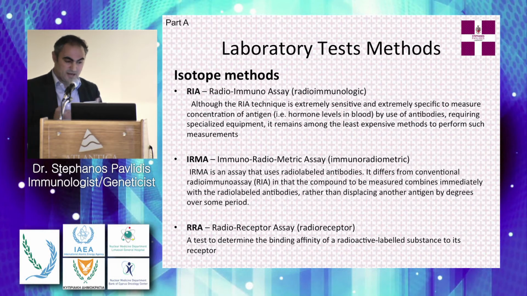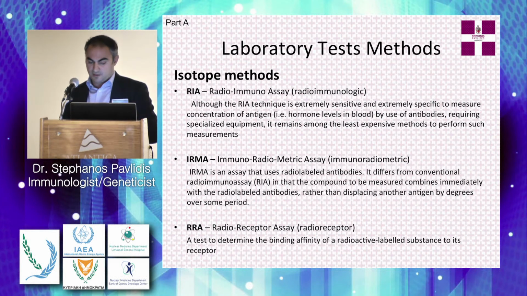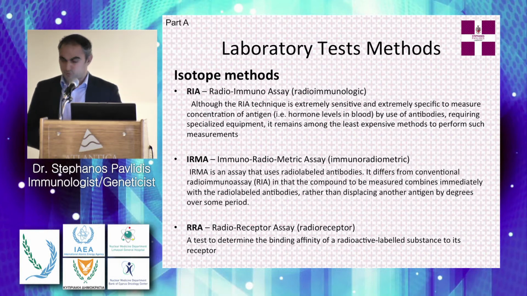measurements. The next isotope method is the immunoradiometric assay, which is an assay that uses radiolabeled antibodies. It differs from the conventional radioimmunoassay, as I mentioned above, in that the compound to be measured combines immediately with the radiolabeled antibodies rather than displacing another antigen over some period. And the other method is the radioreceptor assay, which basically is a test to determine the binding affinity of a radioactive labeled substance to its receptor.